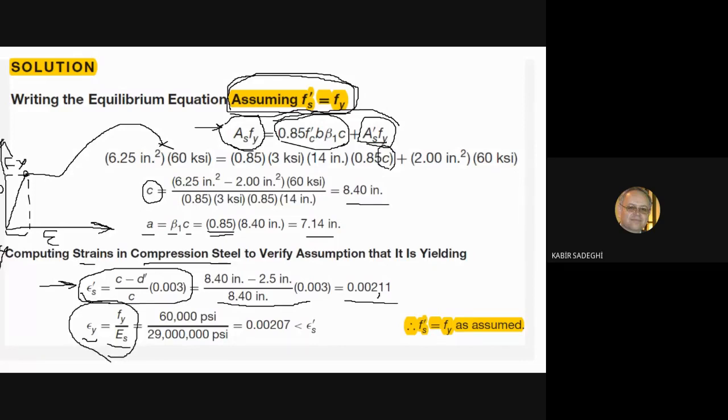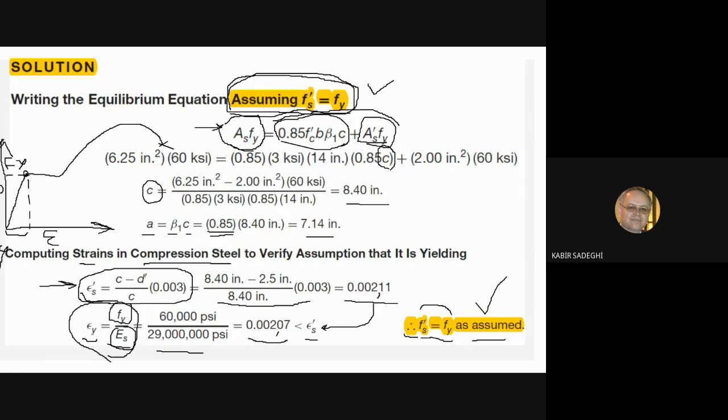When we have Hooke's law, we can calculate epsilon Y from there by applying Fy over the modulus of elasticity of steel. We apply the value, we find it is 2.07 per thousand, which is less than epsilon prime S that we calculated. Therefore F prime S, the stress at the compression steel, equals Fy. It means that the steel is yielded, and the assumption was okay. In this example, the compression steel is yielded.